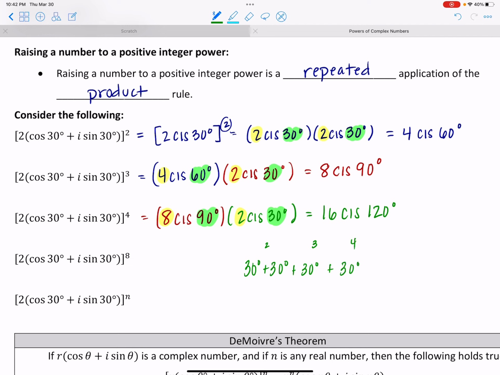Well, repeated addition is just multiplication. So I could have said, instead of 30 plus 30, 2 times 30, right? Or instead of 30 plus 30 plus 30, that would have been 3 times 30. And again, instead of 30 plus 30 plus 30 plus 30, 4 times 30. Okay?